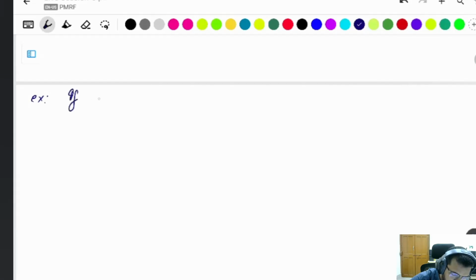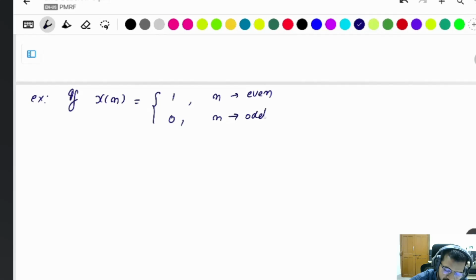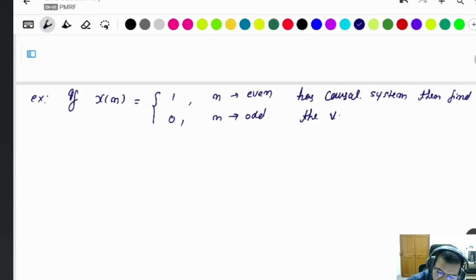If a function has x[n] equal to 1 when n is even and 0 when n is odd, and the system is causal, then find the final value of this function. Find the final value of the system.